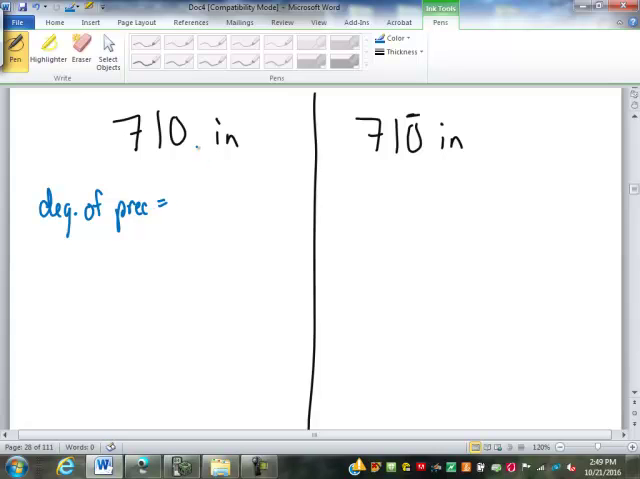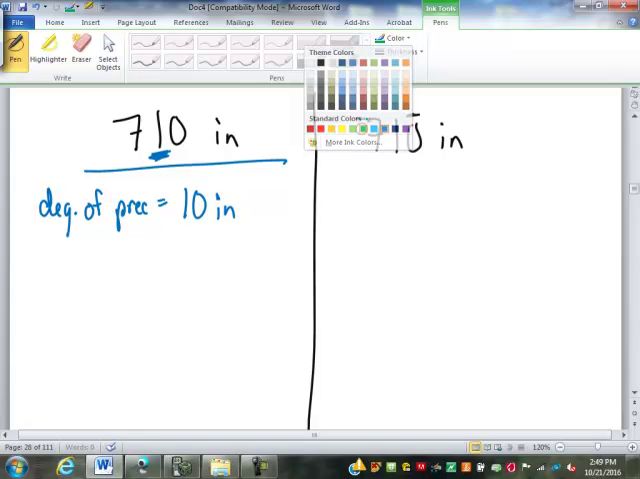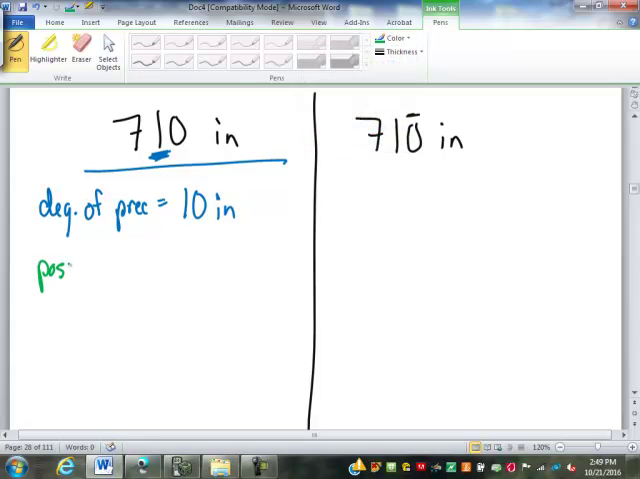So help me out here. This one here is implying what degree of precision? It's implying we measured to the nearest what? What's that place value there? 10. So that's implying we measured to the nearest 10 inches. So that's giving us a possible error of plus or minus how many inches? 5 inches.